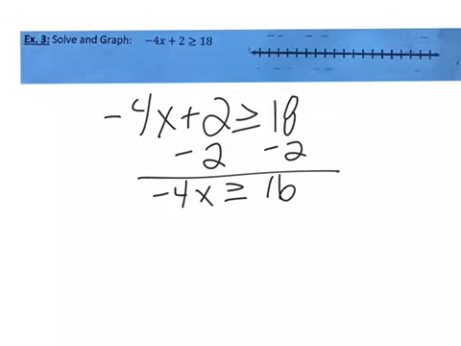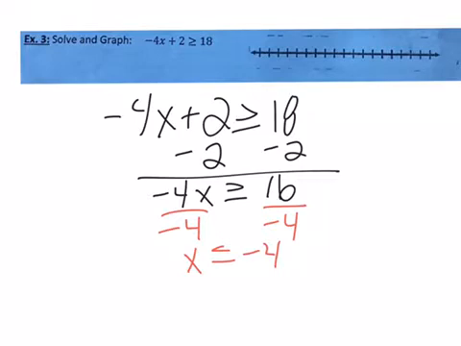Going from here, you are going to then isolate x. So I have to do the inverse of multiplication. So I'm going to divide both sides by negative 4. Because we're dividing by a negative 4, we need to flip our inequality symbol from greater than or equal to, to less than or equal to, and 16 divided by negative 4 is negative 4.